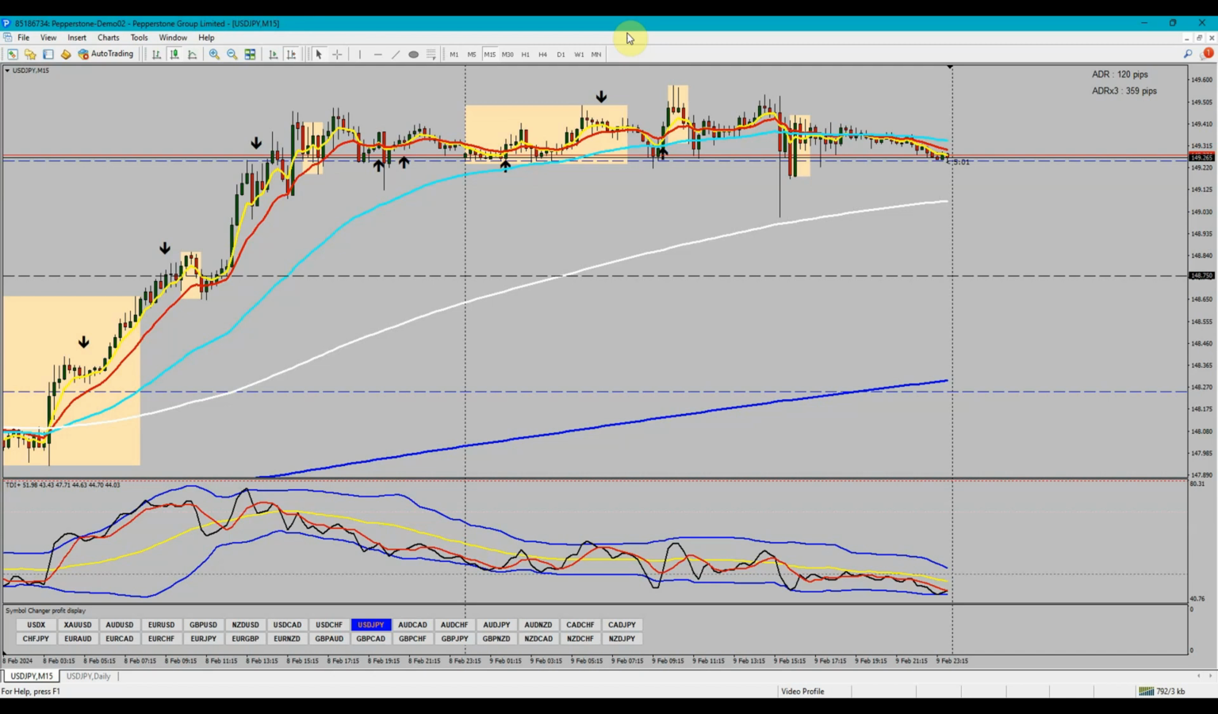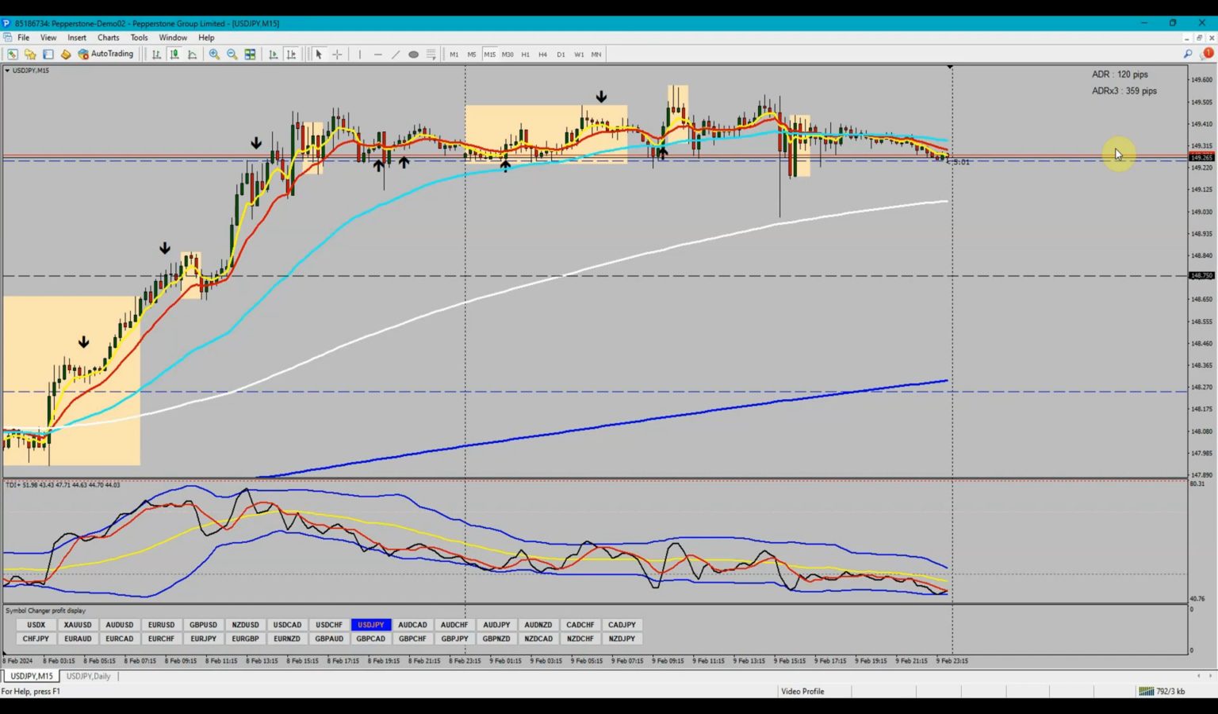Let's get right into it. So ADR, this stands for average daily range. So in all of my videos, you will see this little thing in the corner here that says ADR. And in this case, it says 120 and ADR times 3 is 359 pips. Now ADR, like I said, means average daily range.